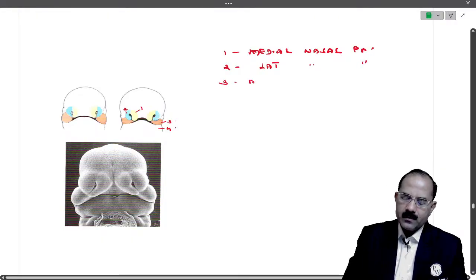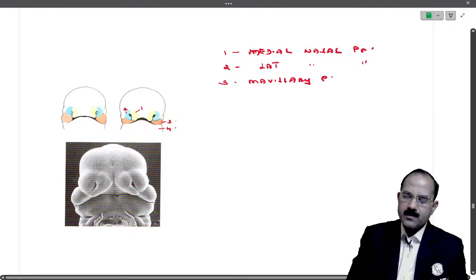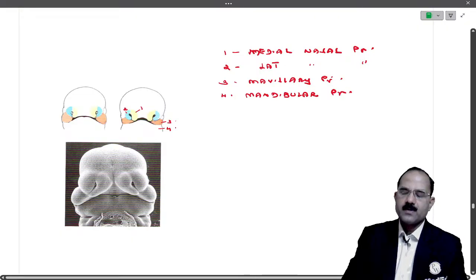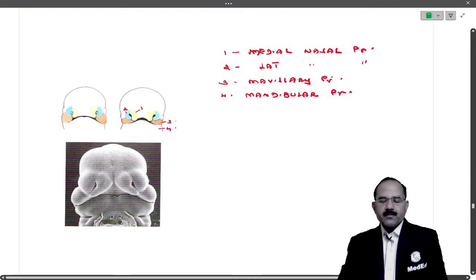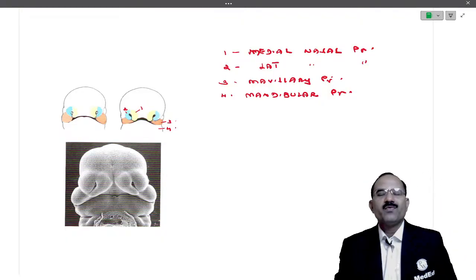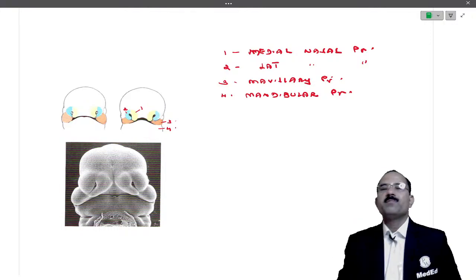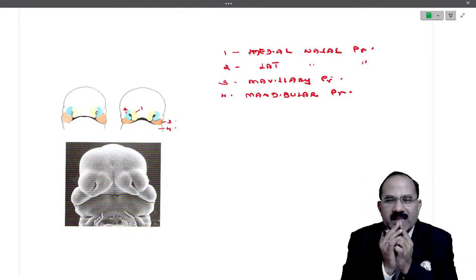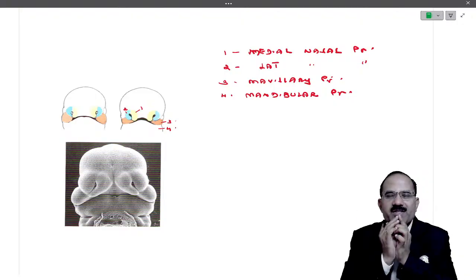Number 3 is the maxillary process, and number 4 is the mandibular process. Number 1 is the medial nasal process, number 2 is the lateral nasal process, number 3 is the maxillary process, and number 4 is the mandibular process. The mandibular processes fuse, they form the lower jaw and the lower lip. Lower jaw and lower lip is derived from the fusion of two mandibular processes.